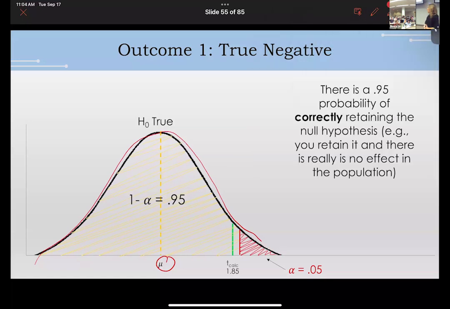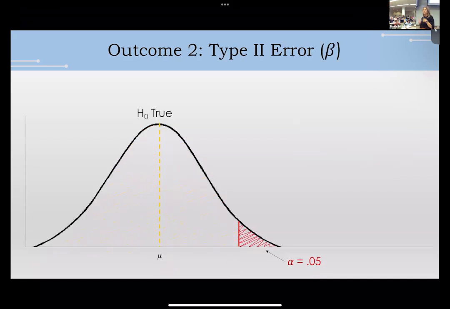Outcome 1, true negative. What we're saying here is there's a 0.95 probability of correctly retaining the null hypothesis. That is, you retain it and there really is no effect, right? Another way to say it is you keep your beloved sushi restaurant, right? And that's because the other one really isn't any better. And this example works because we're comparing to a known entity, which is what we do in a one sample test. We know everything about our current sushi restaurant. We know everything about that population. It's a known entity.